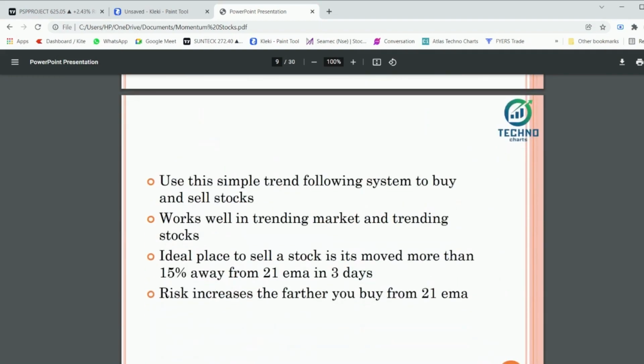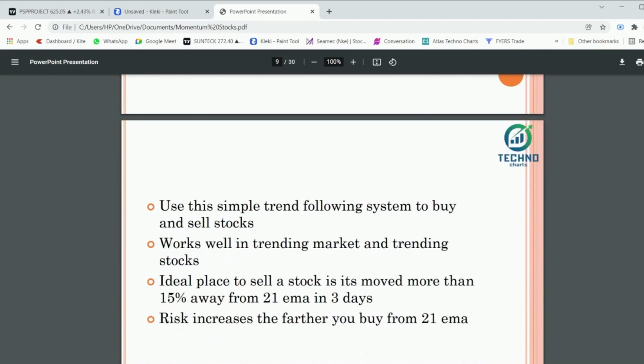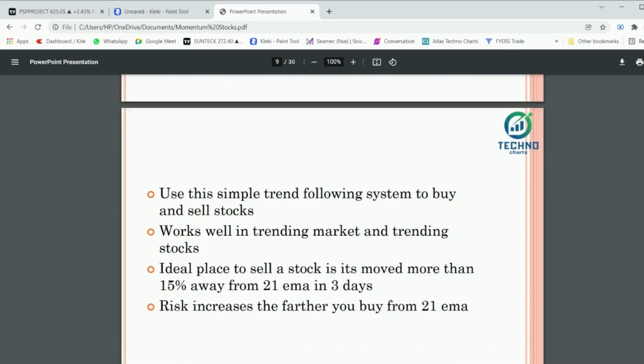So we are simply going to use a trend following system to buy and sell stocks. It works well in trending markets and trending stocks. The ideal place to sell a stock is when it has moved more than 15% away from the 21 EMA in 3 days, which we are going to look at in the charts. And risk increases the farther you buy from the 21 EMA.